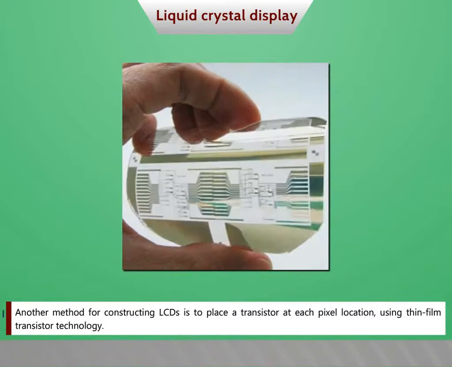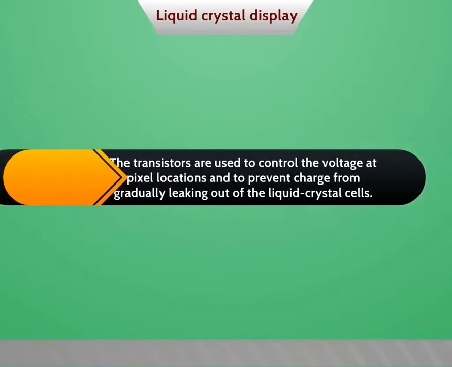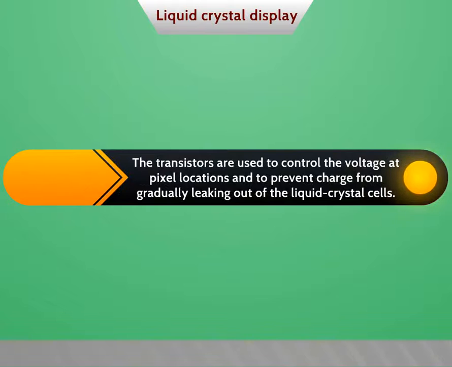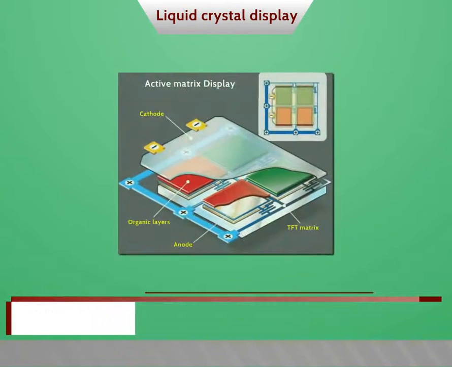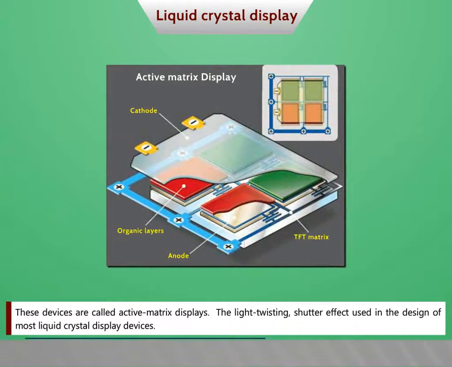Another method for constructing LCDs is to place a transistor at each pixel location using thin film transistor technology. The transistors are used to control the voltage at pixel locations and to prevent charge from gradually leaking out of the liquid crystal cells. These devices are called active matrix displays. The light twisting, shutter effects are used in the design of most liquid crystal display devices.